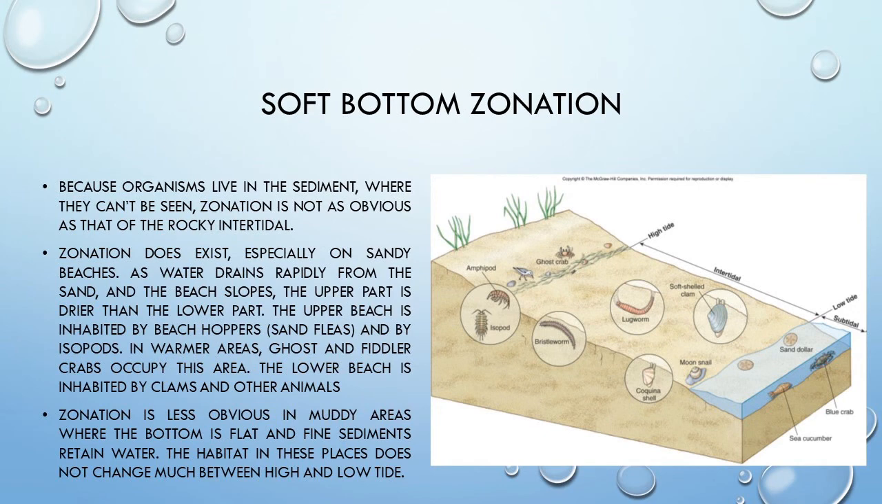Soft bottom zonation. Because organisms live in the sediment where they can't be seen, zonation is not as obvious as that of the rocky intertidal. Zonation does exist, especially on sandy beaches. As water drains rapidly from the sand and the beaches slope, the upper part is drier than the lower part. The upper beach is inhabited by beach hoppers or sand fleas and by isopods. In warmer areas, ghost and fiddler crabs occupy this area. The lower beach is inhabited by clams and other animals. Zonation is less obvious in muddy areas where the bottom is flat and fine sediments retain water. The habitat in these places does not change much between high and low tide.